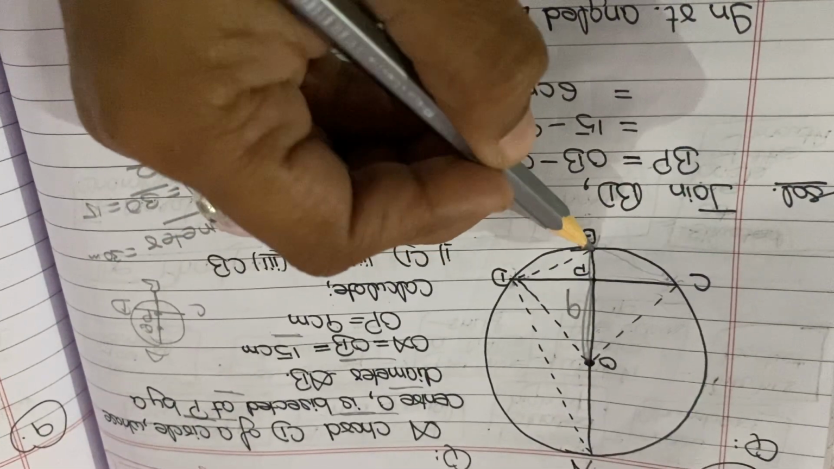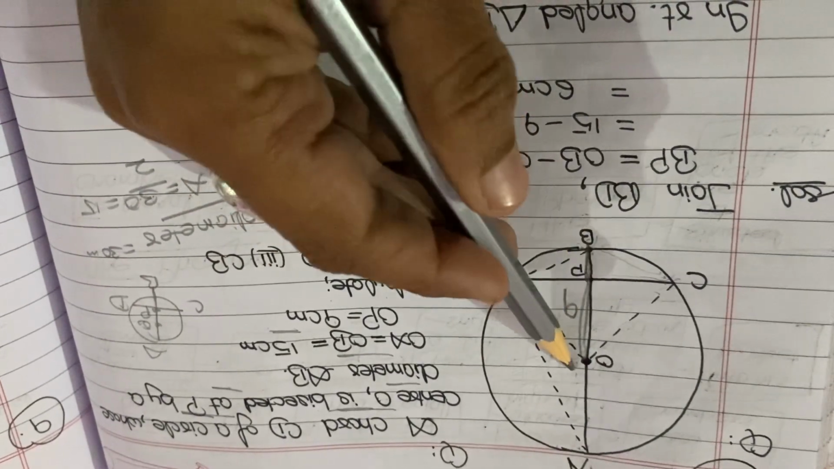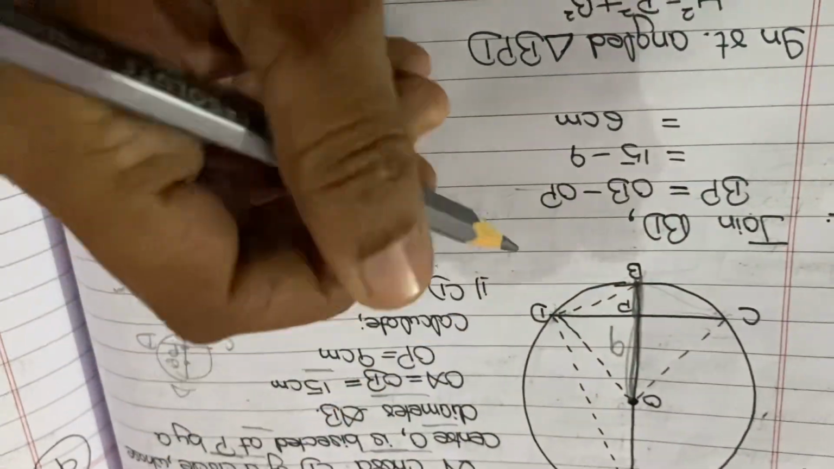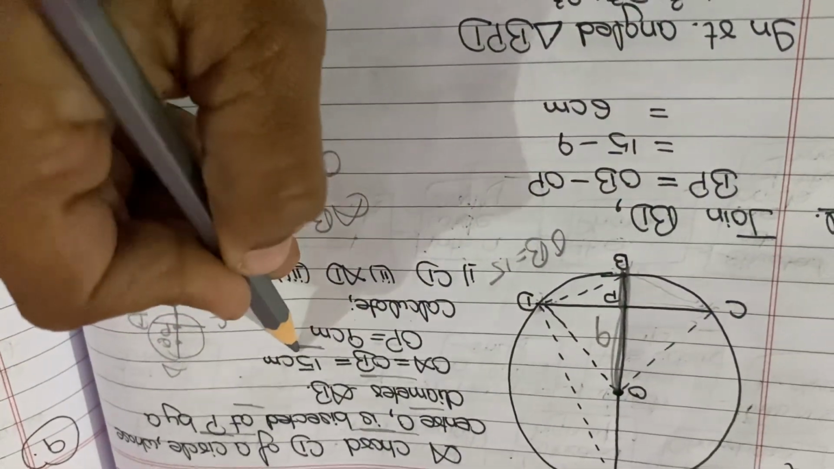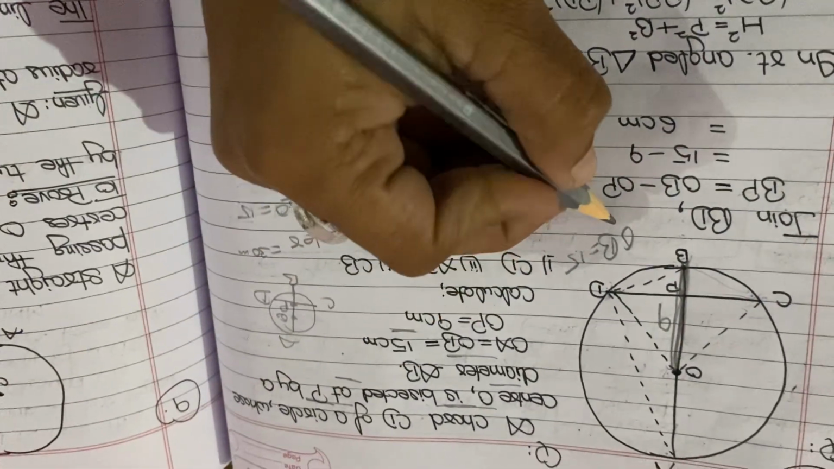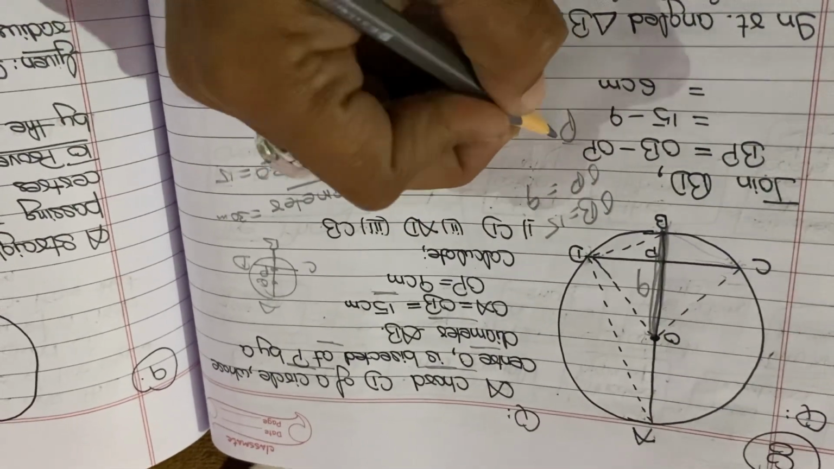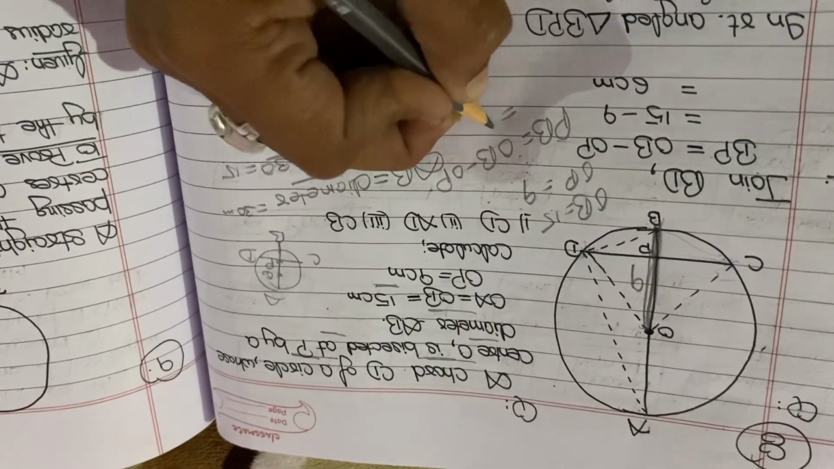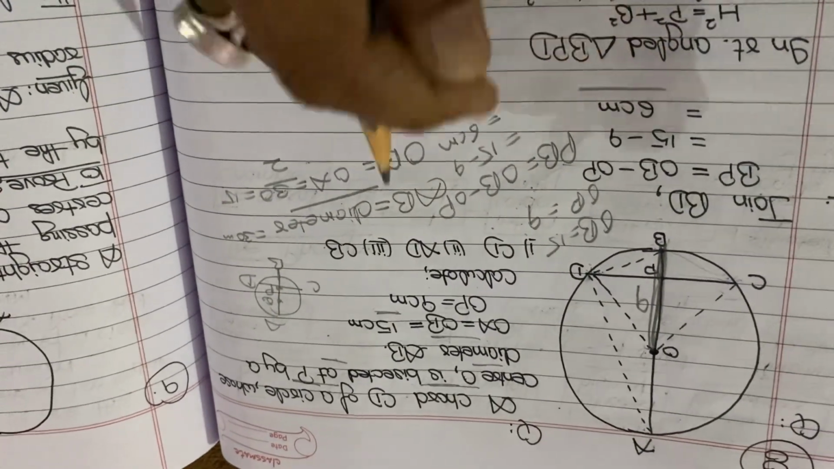Now BP is equal to OB minus OP. OB is 15, which is already given, and OP is 9. So if I have to find PB, then it is OB minus OP, 15 minus 9, 6 centimeter. So here it is 6 centimeter.